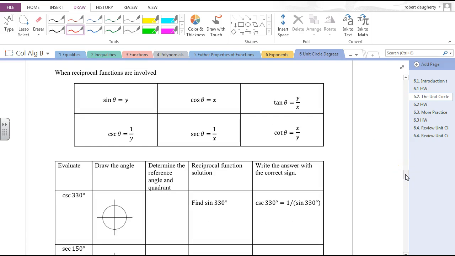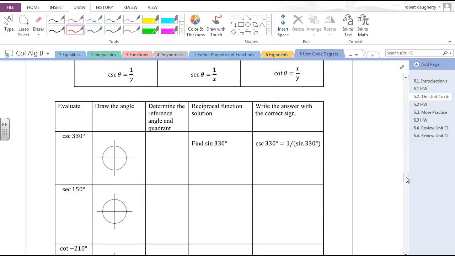So again, we talked about it. The sine is the y coordinate. Cosine is the x coordinate. Tangent is y over x. Okay. We mentioned it yesterday, but now we're going to start to see problems that deal with reciprocal functions. The cosecant is 1 over y because it's the reciprocal of sine. The secant is 1 over x because it's the reciprocal of cosine. The cotangent is just x over y. Okay? So now most of what we've been doing so far has been sine, cosine, tangent.